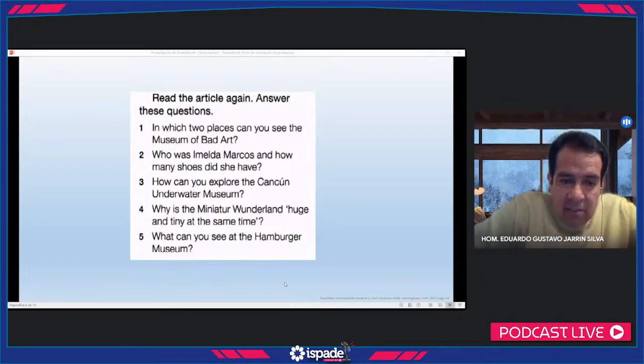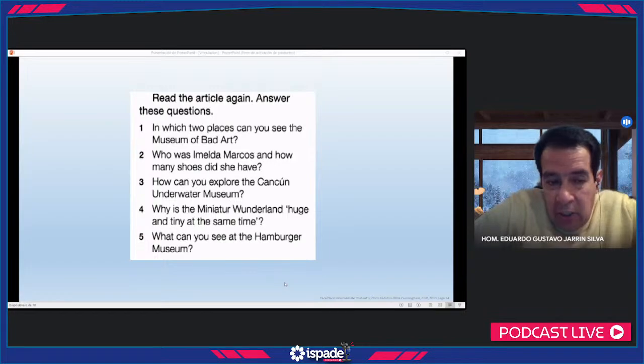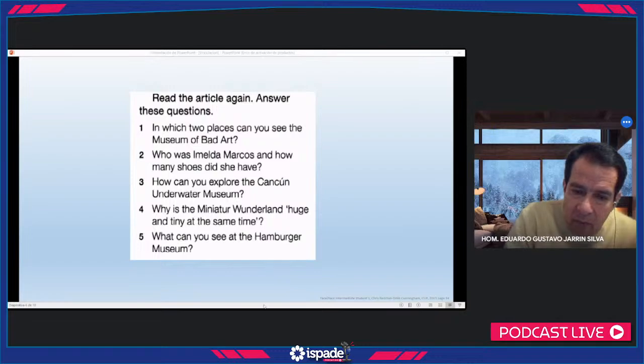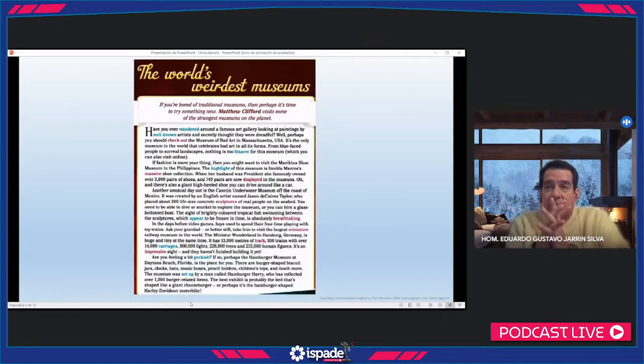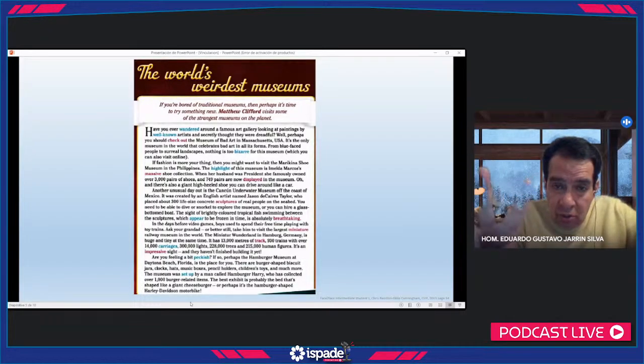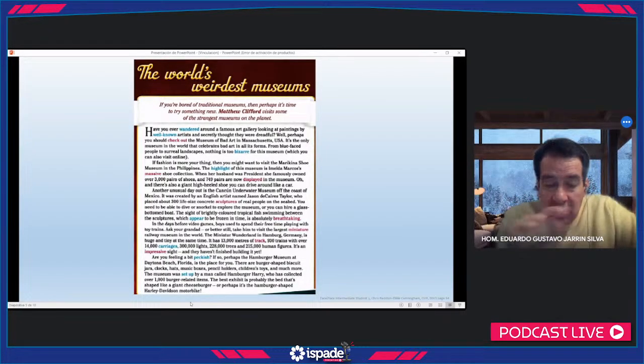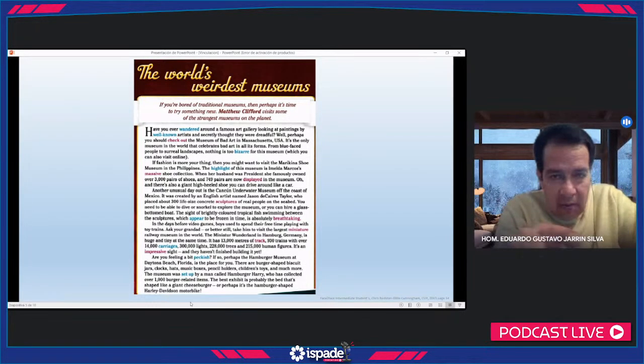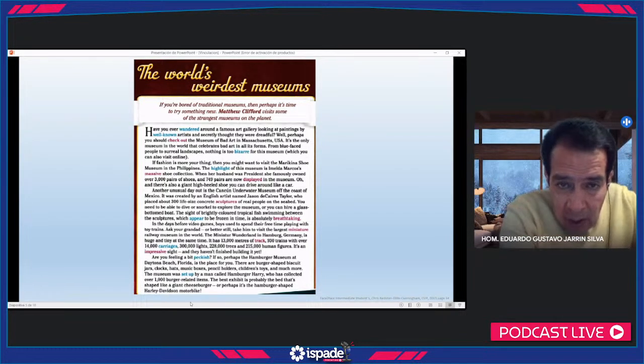Then, why is the Minotaur Wonderland huge and tiny at the same time? Equal, you have a name which makes it easier. And number 6, what can you see at the Hamburger Museum? So let's go back to the text and see how we can do it. So here it says, remember we needed 2 locations for the Museum of Bad Art. So if you start the scanning, scanning goes like this, and then you have Bad Art.